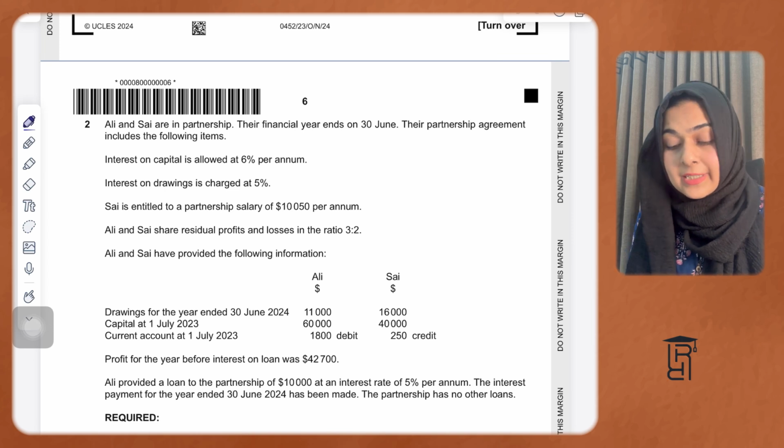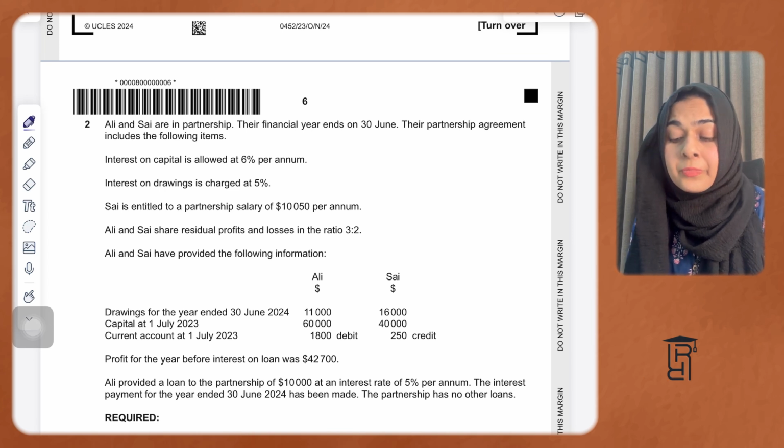So here it is. Ali and Sai are in partnership. Their financial year ends on 30th June. Their partnership agreement includes the following items. Interest on capital is allowed at 6% per annum. Interest on drawings is charged at 5%. Sai is entitled to a partnership salary of 10,050 per annum. Ali and Sai share residual profits and losses in the ratio of 3:2.